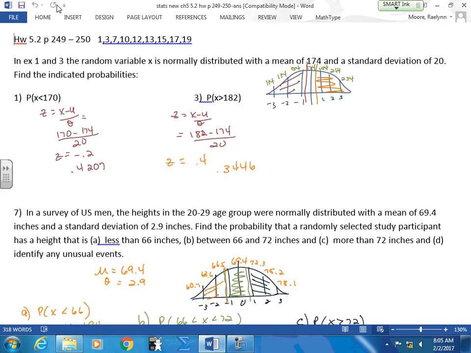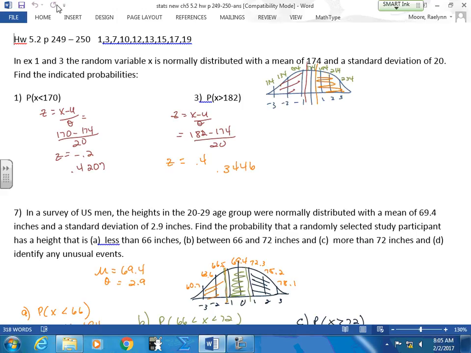Okay, so remember, if we're looking for the cutoff of 170, this is to the left. I'm shading to the left. If the halfway mark is 50%, I am less than 50%. I expect my area to be less than 50%. I expect my z-score to be negative because it sits on the left-hand side of this curve. Make sure you check those things. I can't tell you how many times kids give me a negative z-score and then 80% of the area. I'm like, how is this possible?